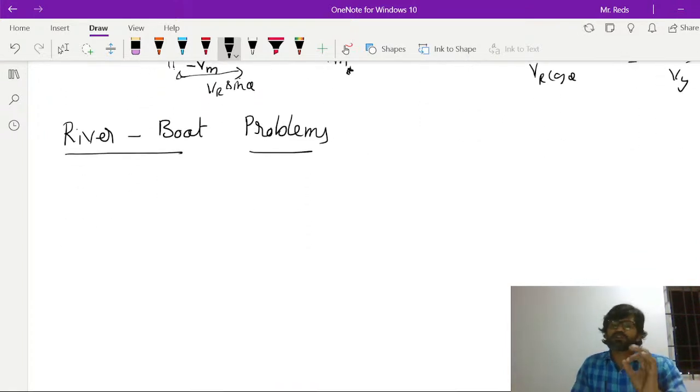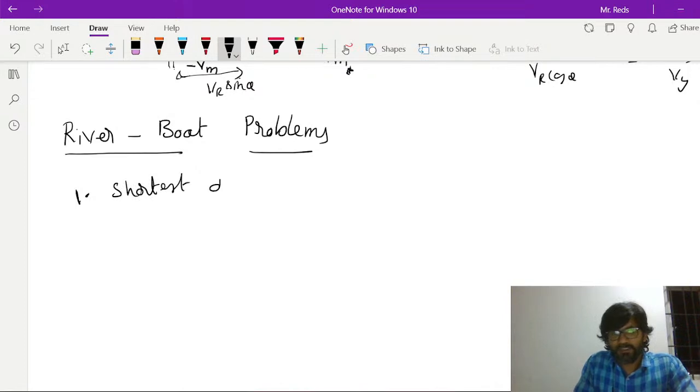Now, river boat problems. Here we'll come across two special cases, guys. River boat problems. First case, shortest distance path, the motion of the boat in the shortest distance path.